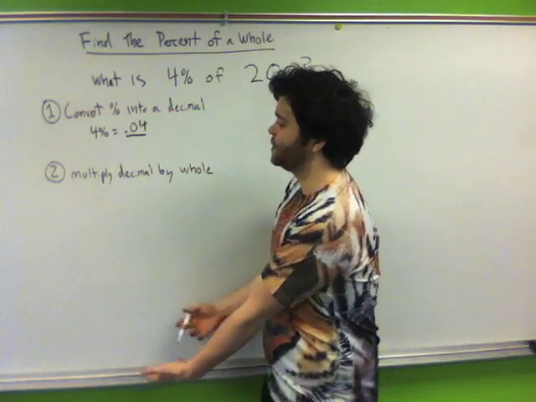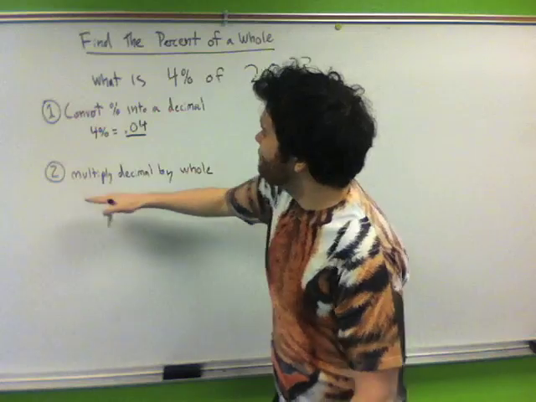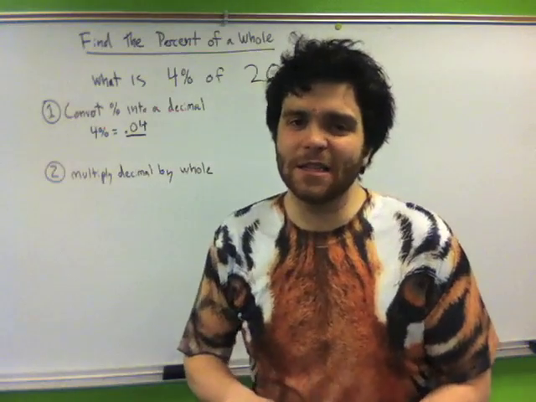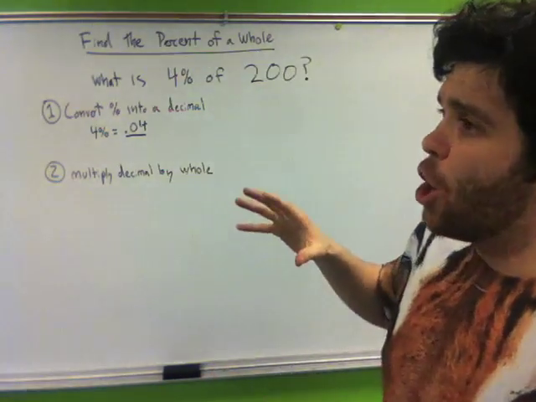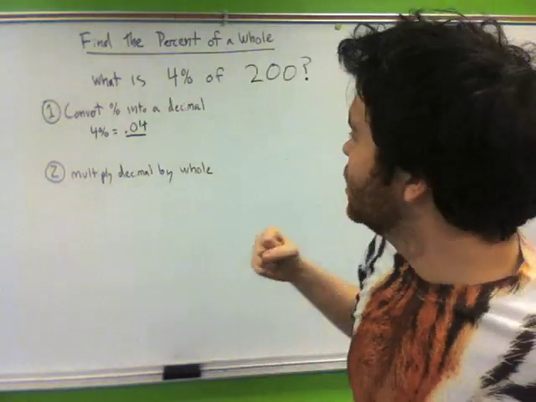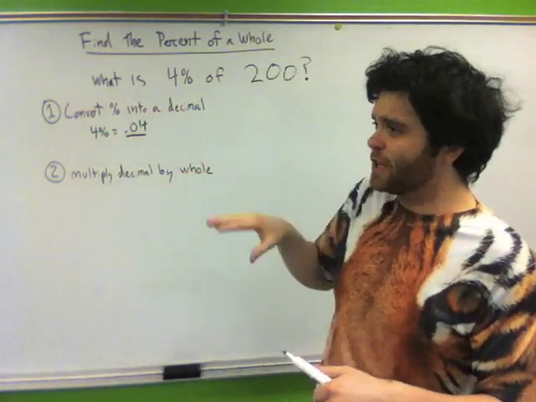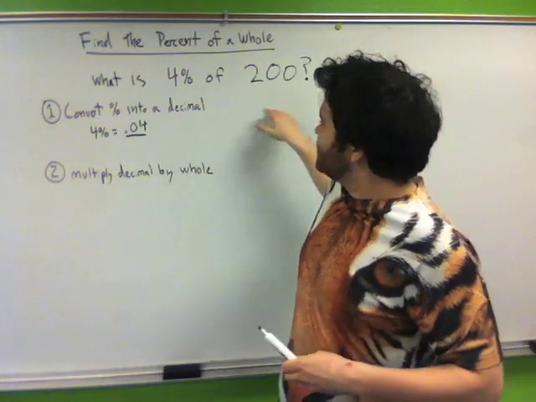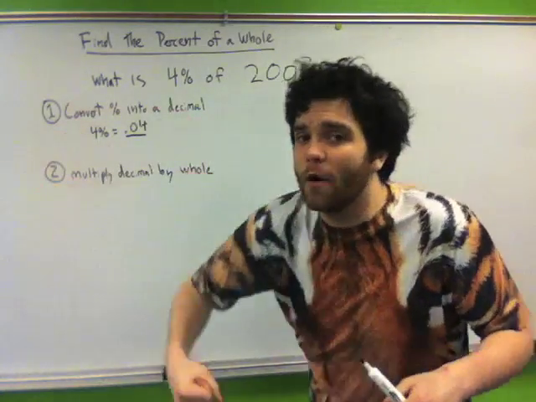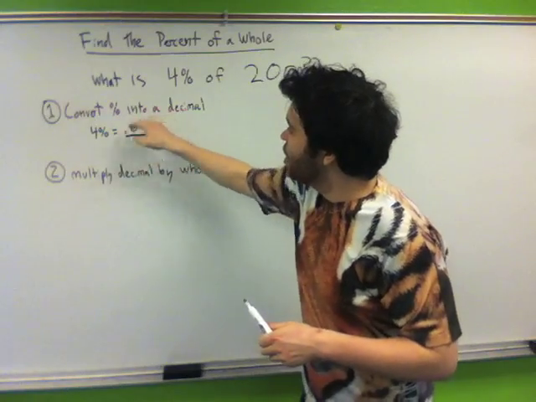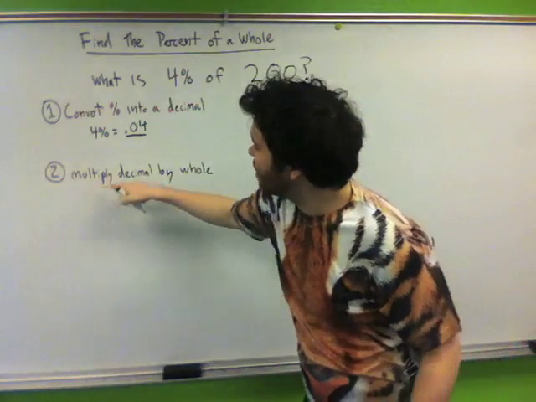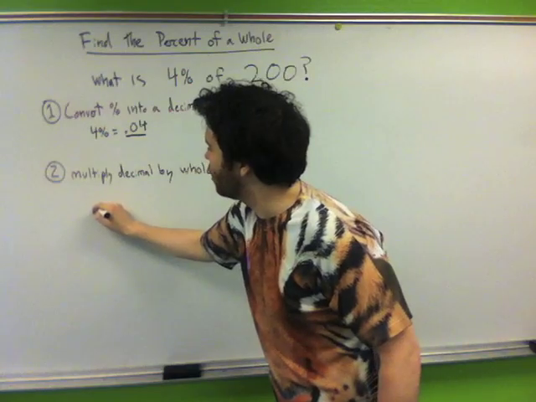The next thing I have to do, step 2, is multiply the decimal by the whole. This is the way I think of it: when we multiply that decimal by that whole, we just grab as much as we need. I want 4% of 200, so I just grab 0.04 of that 200. We use this little grabber to grab 4% of 200. So we need to multiply our decimal, 0.04.